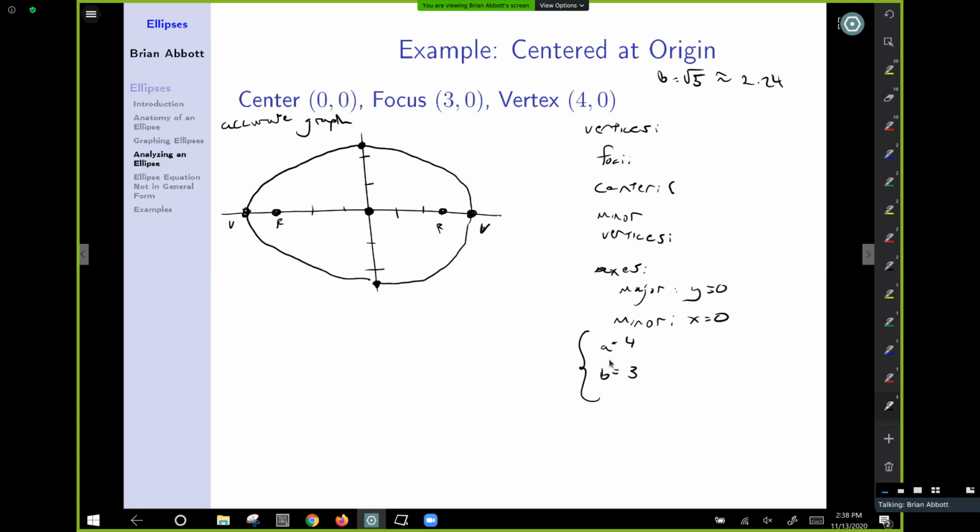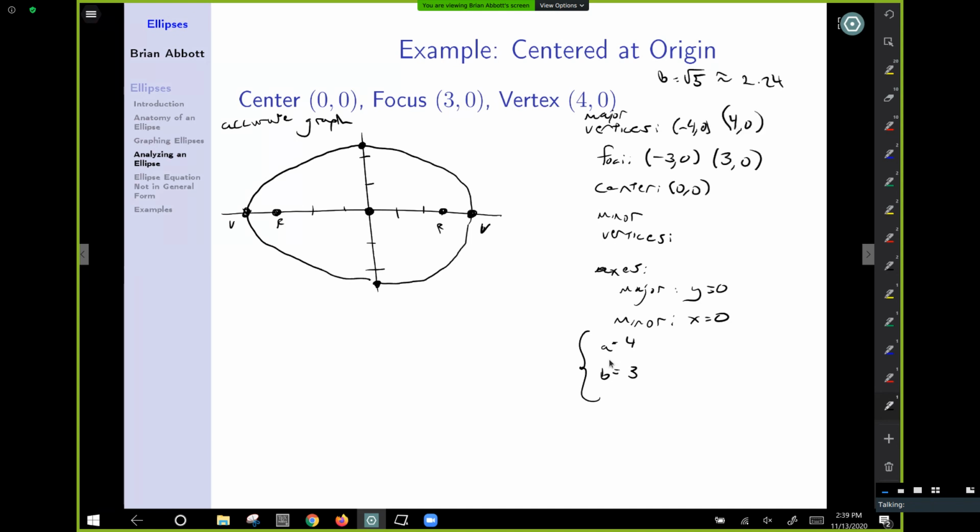Well, the center is provided, 0, 0, and that one's easy to pick out. So are the foci. The foci at negative 3, 0, and 3, 0, those are just reading points off of the graph. So are the major vertices on the major axis, the horizontal axis there. The major vertices are going to be negative 4, 0, and 4, 0, respectively.